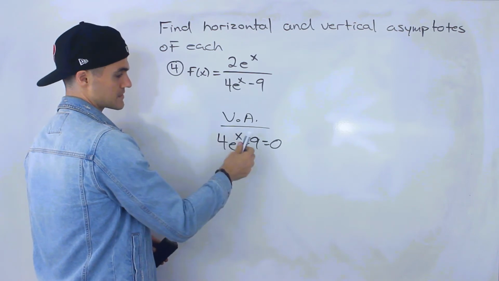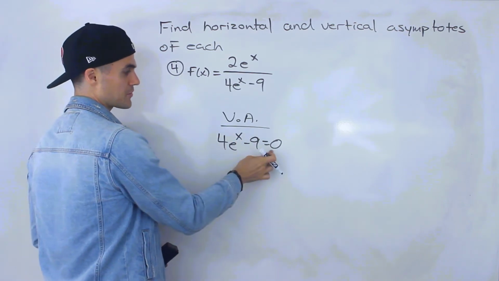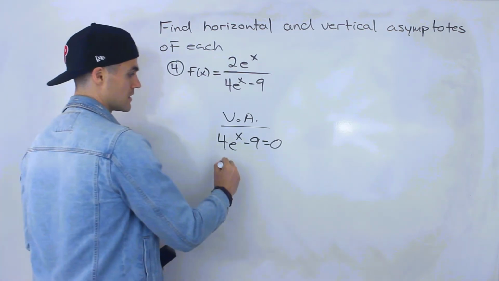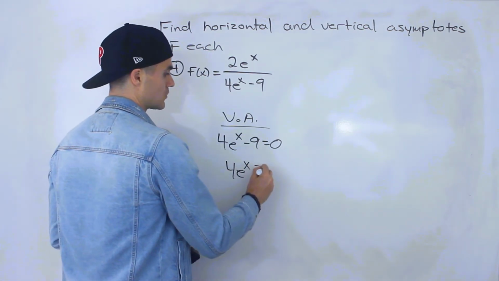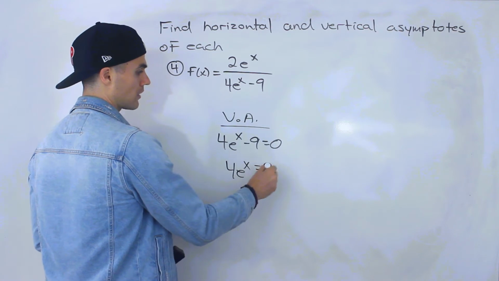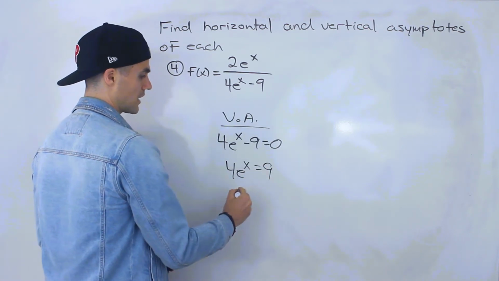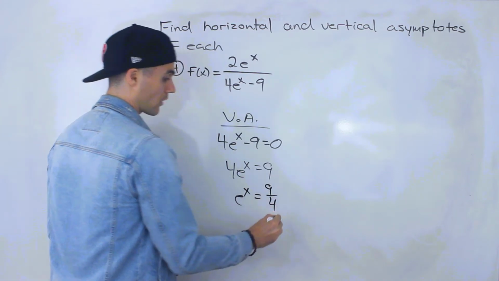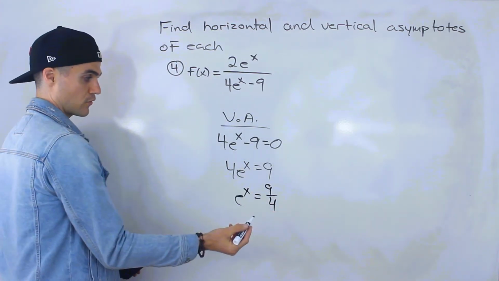But for the vertical asymptote, it's going to happen when this entire expression is equal to 0. So at what x value? Let's isolate for that x. So we got 4e to the x equals 9. The negative 9 we brought over became positive 9. Then we got e to the x equals 9 over 4. Divide both sides by 4.